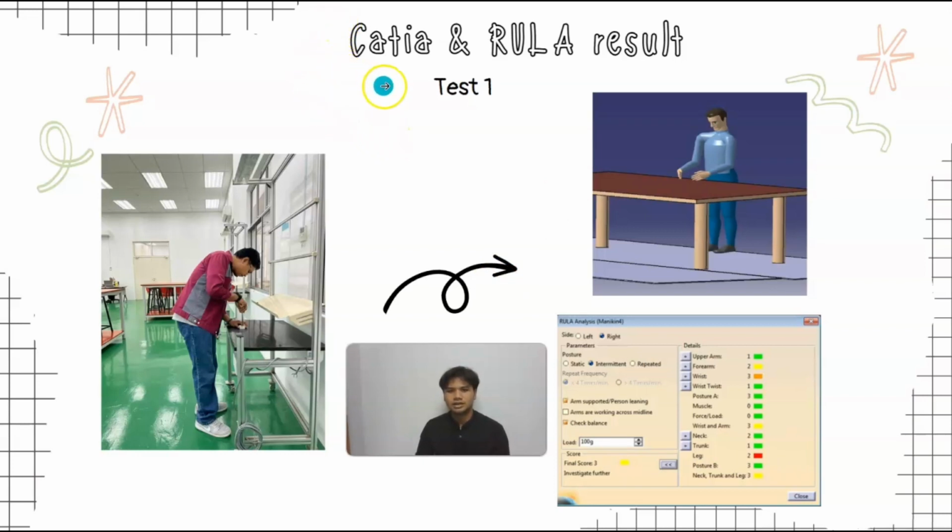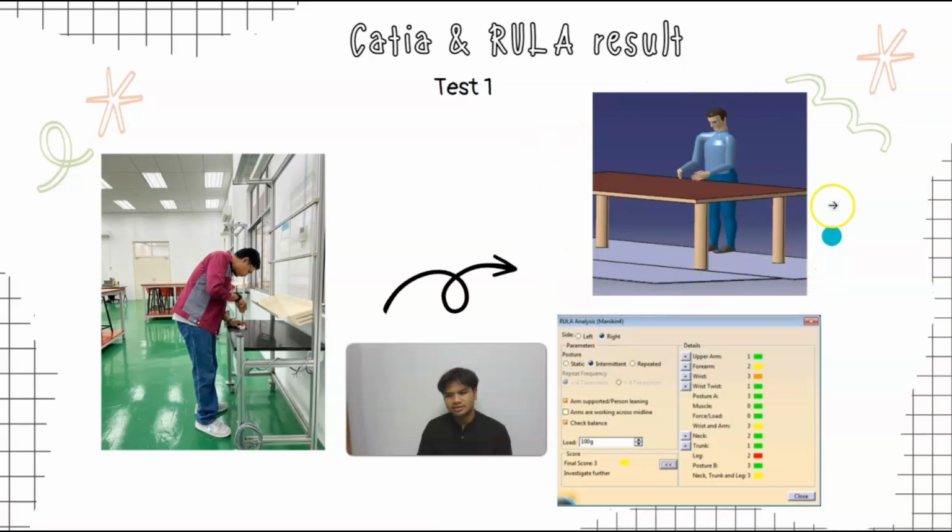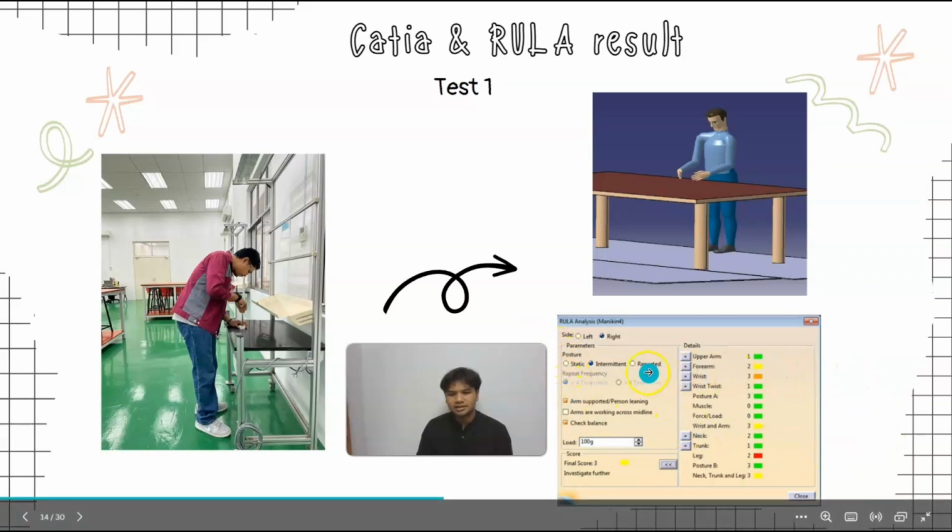I will share with you about the CATIA and RULA result for this project. Firstly, for test one, for this situation, this is the CATIA we designed from the situation, and this is the RULA analysis for this test.